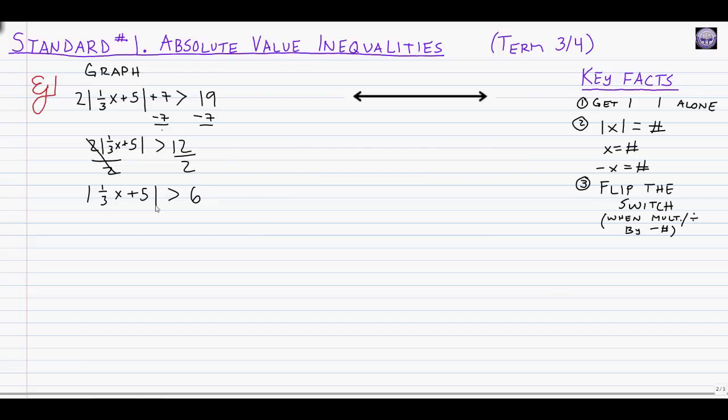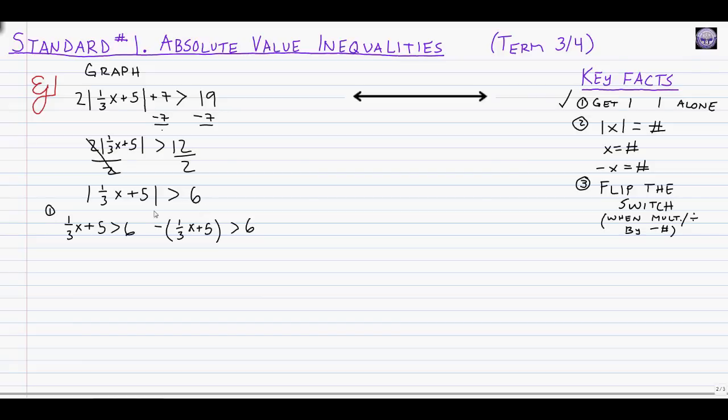So at this point, we've got this first step done. Now we've got to use the definition of absolute value. So at this point we've got two possibilities. Since the absolute value always turns things positive, our first possibility would be that the inside there, 1/3 x plus 5, is just plain old greater than 6. Because, well, the positive thing could be greater than 6. The other possibility could be that this thing on the inside is negative, in which case negative 1/3 x plus 5, in other words changing the sign to make it a positive, could be greater than 6 as well.